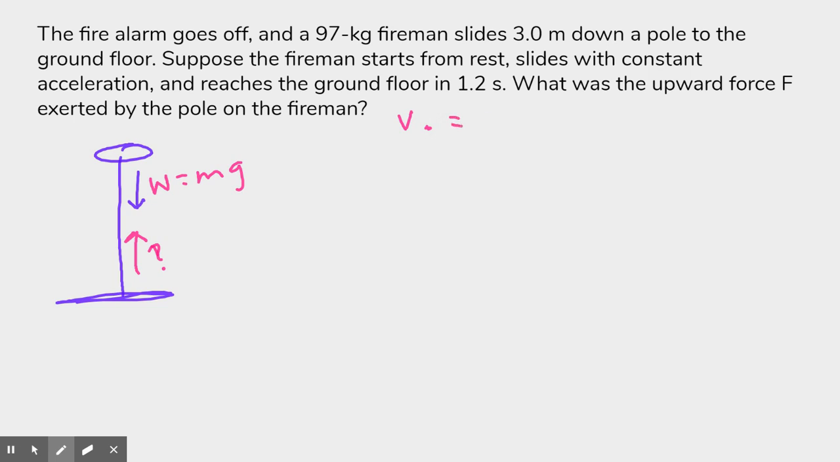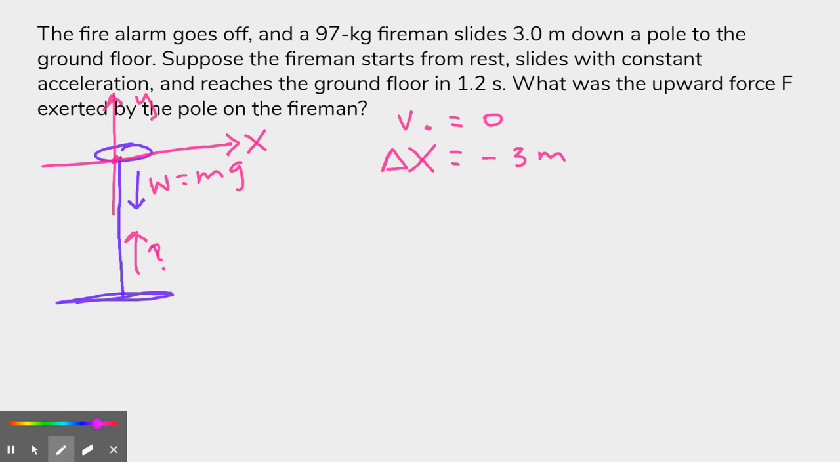We know our initial velocity is 0. We know that delta x is negative 3 meters because this person is sliding down. And if you're not sure about that, we'll say he starts here at the origin and moves down. There's x, there's y. That's the coordinate system that makes the most sense to me. We know that the acceleration, a, is constant. And we know that t is 1.2 seconds. Okay.